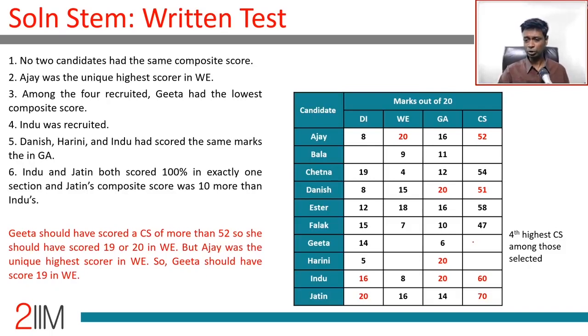So now think about this. Geeta could not have got 20. She might have got 19 or 18 or 17 or 16. If she'd got 19, her composite score would be 53. If she's got 18, her composite score would be 52, which Ajay has got, and Ajay satisfies those criteria. Or Geeta should have scored 19 in order to be the fourth highest among those selected. She should have got more than 52. So 53 works. Geeta should have scored 19.